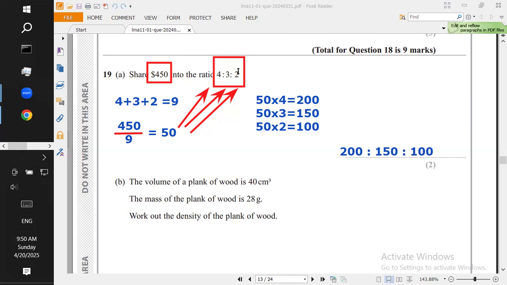So as we said, if this is a total number, you can add the ratios and then divide the total number by the total ratios like we did here. And then you got this number. After getting this number, multiply it by each one of these ratios. And this is how you answer a question like this.